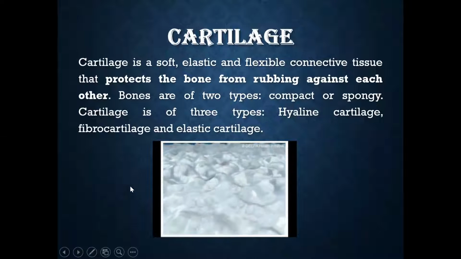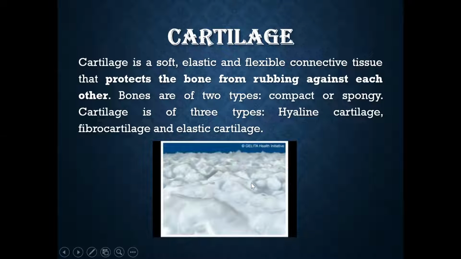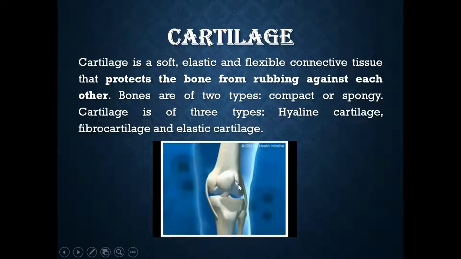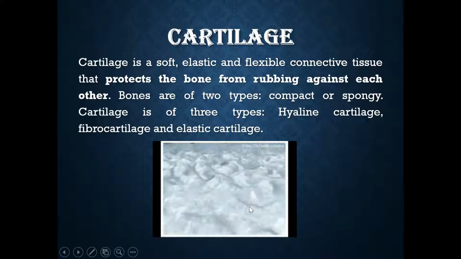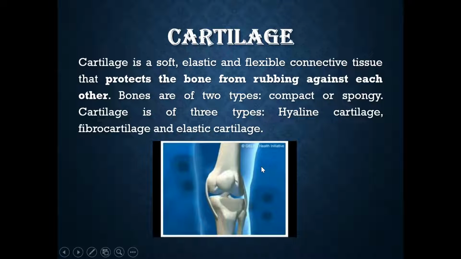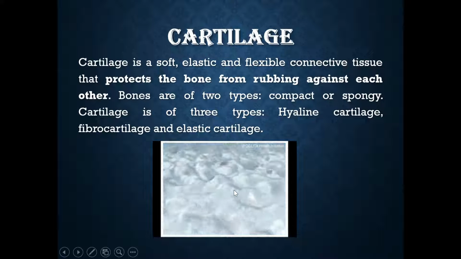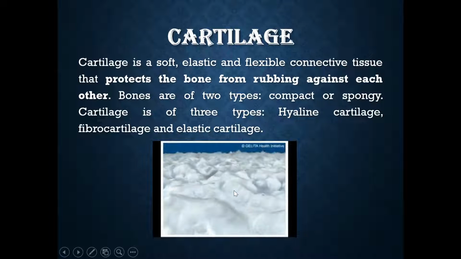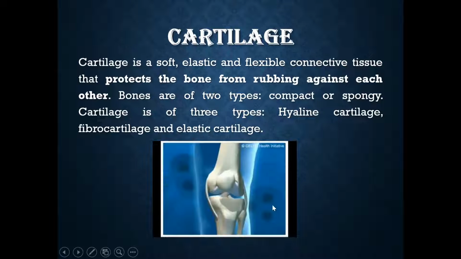Cartilage. Cartilage is soft, elastic, and flexible connective tissue that protects the bones from rubbing against each other. Bones are of two types, compact or spongy. Cartilage is of three types: hyaline cartilage, fibrocartilage, and elastic cartilage.